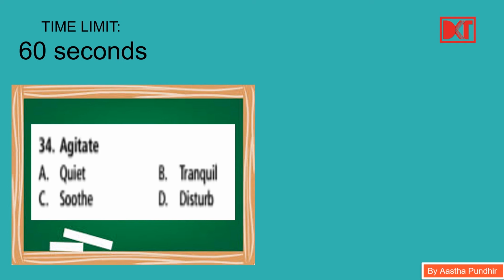Alright, so this question talks about the word agitate. Now here, the options are A, quiet, B, tranquil, C, soothe, D, disturb. Now here, the correct answer is D, disturb. When someone feels agitated it means that they are feeling disturbed and irritated and annoyed. Alright, the other words like A, B, C, quiet, tranquil and soothe, can be synonyms of each other, which means being at peace and ease. Alright.